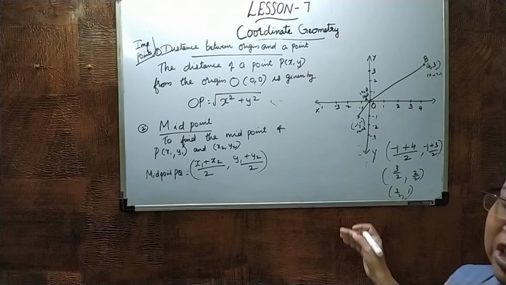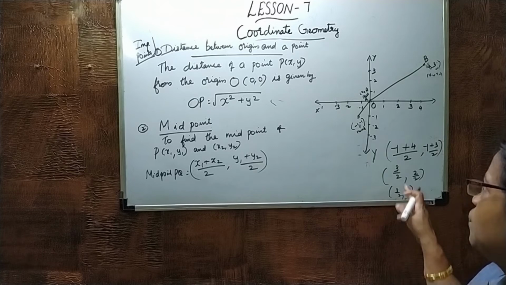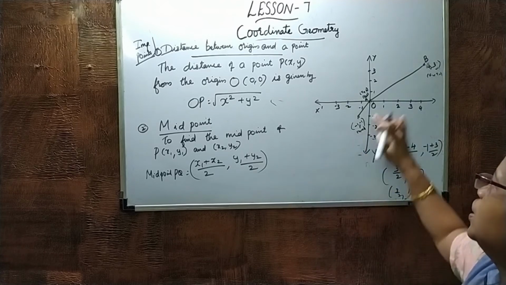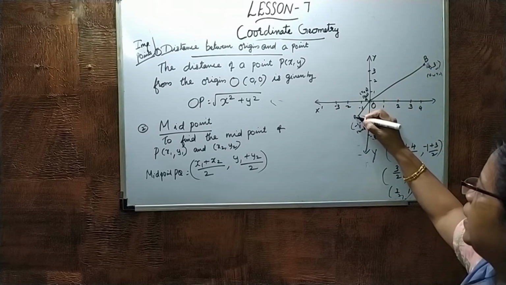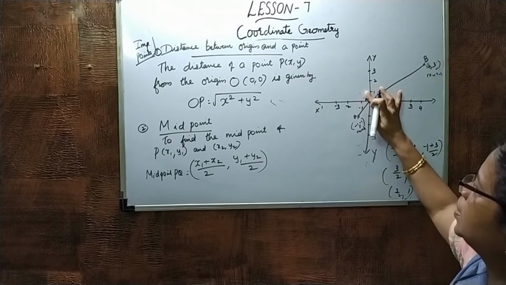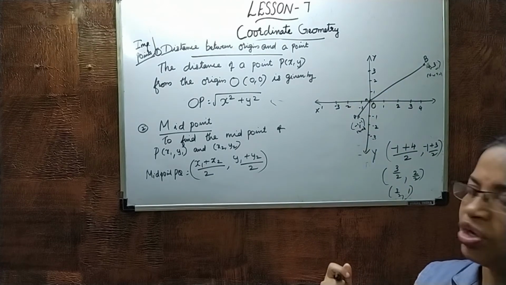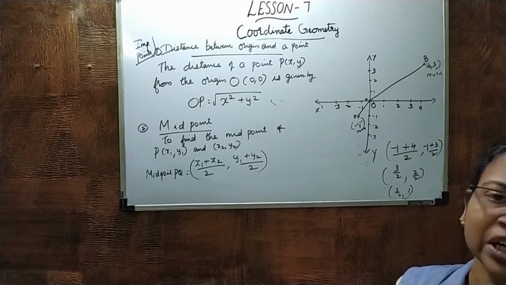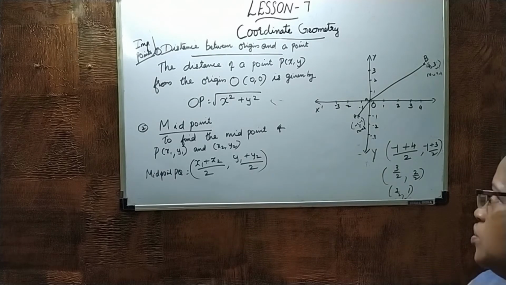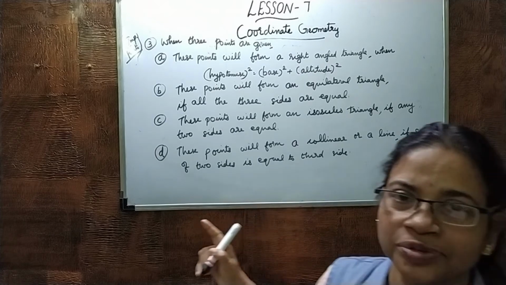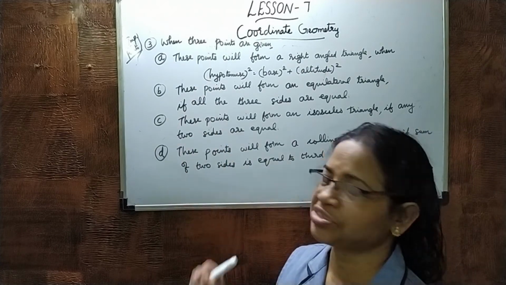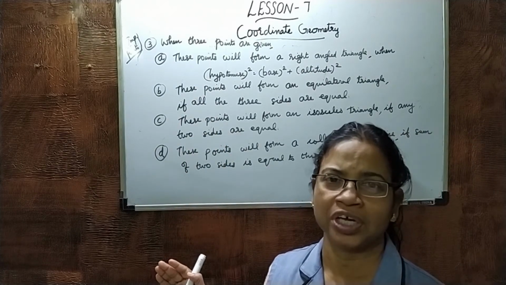3 by 2, make it as a decimal, you will get 1 point something, and 1 will be the midpoint of this A and B. Clear? So this is the way you have to find it. Again, some more points are there, that also we will write as a note. Now look, I am just telling you some conditions, you have to remember them, okay.